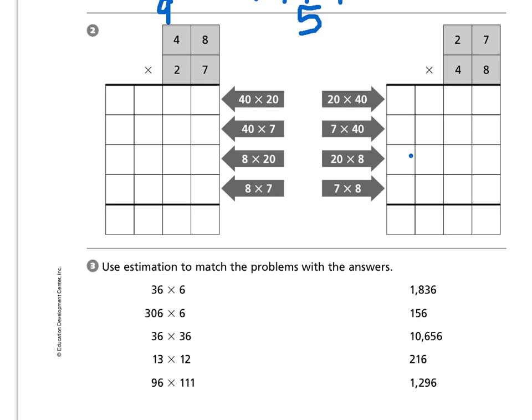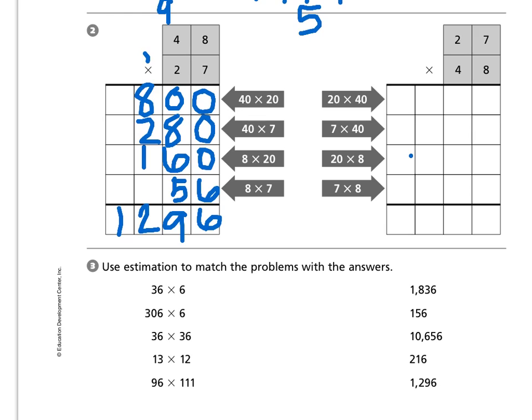So I have 40 times 20, 4 times 2 is 8 plus 2 zeros. 40 times 7, 4 times 7 is 28 plus 1 zero. 20 times 8, 2 times 8 is 16 plus 1 zero. And 8 times 7, which is 56. Go ahead and add them up, and you should get 1,296.